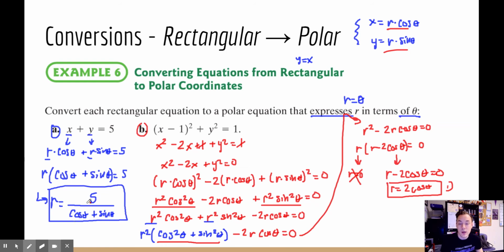Let's erase this. Make sure you get it copied down. The second one was a little bit obnoxious, I understand that. But it is kind of fun, simplifying down and getting into it to find your polar coordinate.